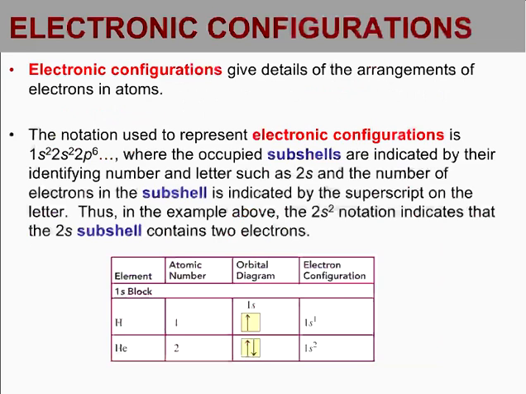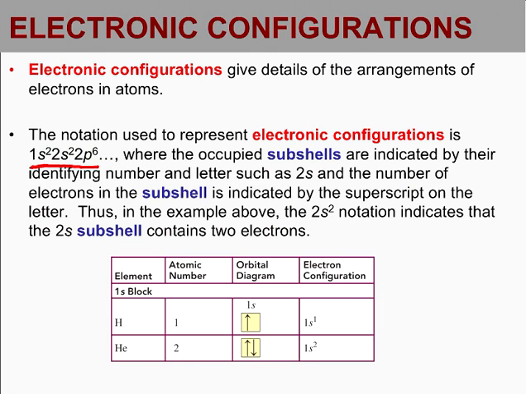Now, instead of having to draw these orbital diagrams each and every time, we can summarize the location of electrons using what are called electronic configurations. So electronic configurations give details of the arrangements of electrons in atoms. So the notation that's used is, for instance, 1s2, 2s2, 2p6, and we would keep going depending on how many electrons we have.